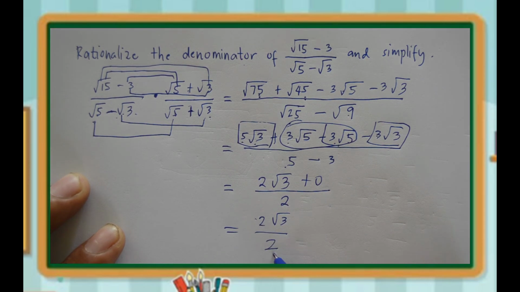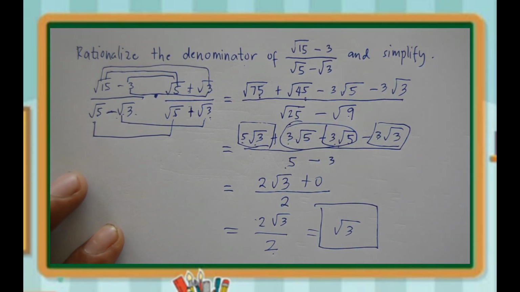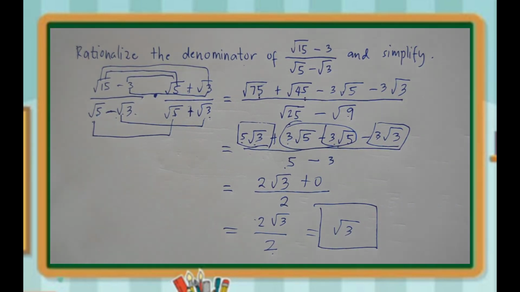The common factor is 2, so we can cancel out 2. That is square root of 3. So that is our answer, the simplified form of square root of 15 minus 3 all over square root of 5 minus square root of 3 when we rationalize the denominator.